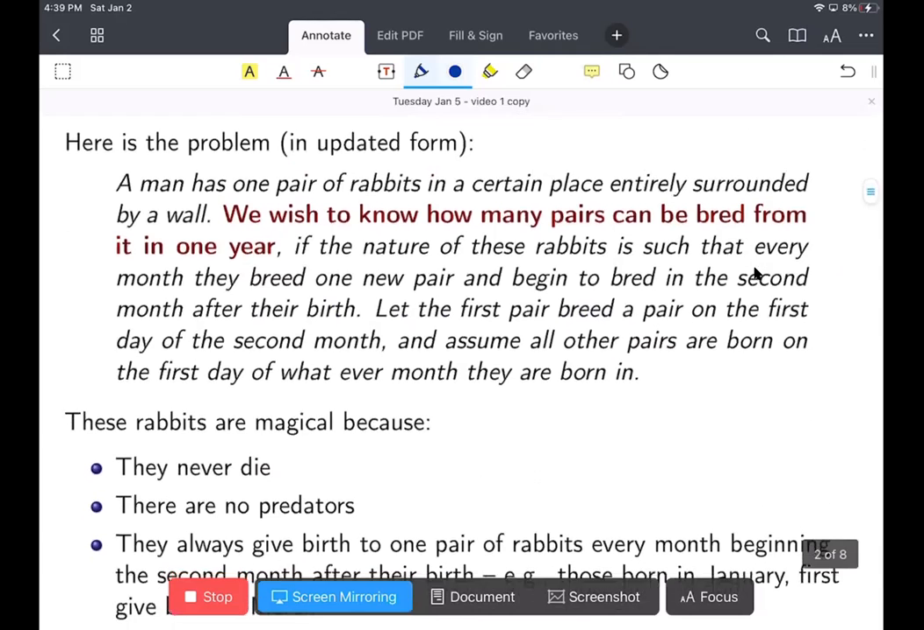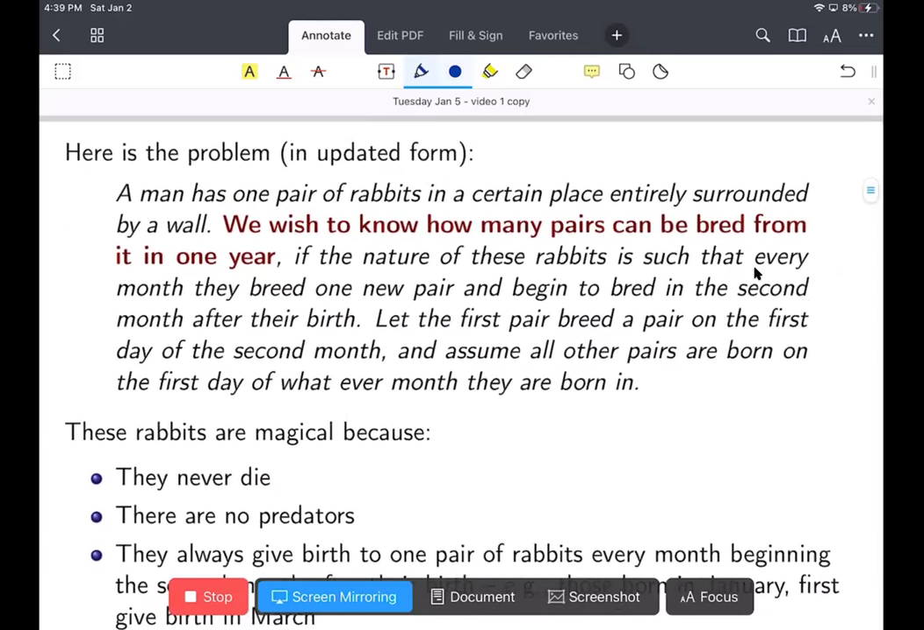So here's the problem from class, and I'm just going to read it. A man has one pair of rabbits in a certain place, entirely surrounded by a wall. We wish to know how many pairs can be bred from it in 1 year. If the nature of these rabbits is such that every month they breed one new pair and begin to breed in the second month after their birth, let the first pair breed on the first day of the second month and assume that all other pairs are born on the first day of whatever month they are born in. Okay, so that's the question. The goal is highlighted. We want to know how many pairs can be bred in 1 year.